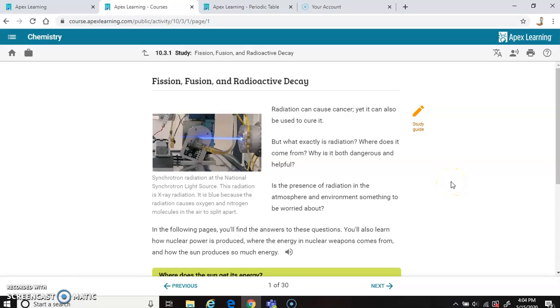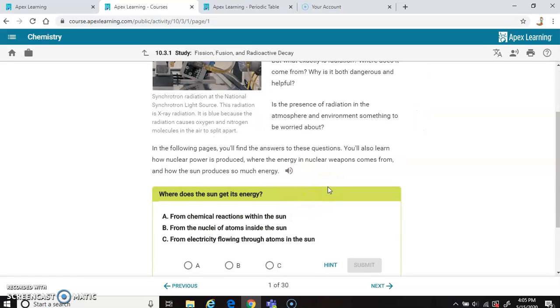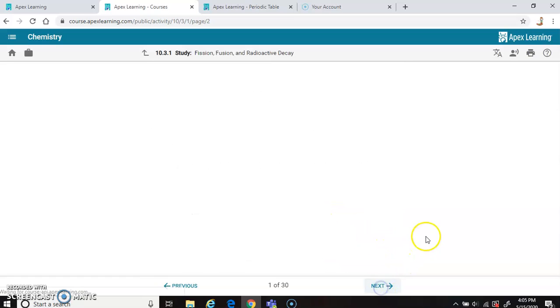Okay, so as we start with this, it's just talking about radiation. We've heard these words before, especially when people are talking about radiation treatment for cancer, that radiation can cause cancer, but it also can cure it. And so why is it both dangerous and helpful? We have radiation in the environment, like ultraviolet radiation. Is that something we're concerned about? It does burn our skin. So in this unit we're going to learn how nuclear power is produced, where the energy in nuclear weapons comes from, the bombs we've heard of, and also how the sun produces so much energy as well.